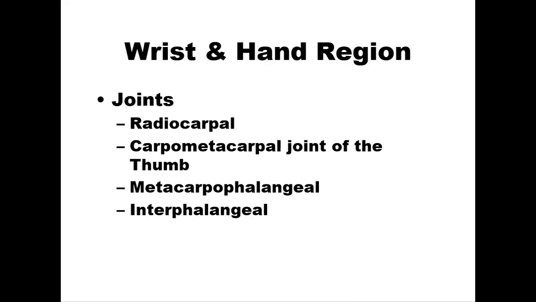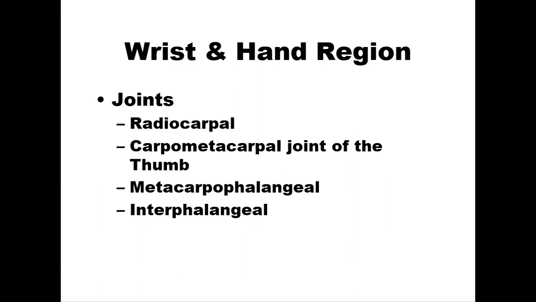All right, let's look at the wrist and hand region. First, we'll look at the joints. We have the radiocarpal, or what we call the wrist joint. Two planes of motion in the radiocarpal joint. We have flexion and extension in the sagittal plane about the medial lateral axis. And we have abduction and adduction in the frontal plane about the anterior posterior axis.